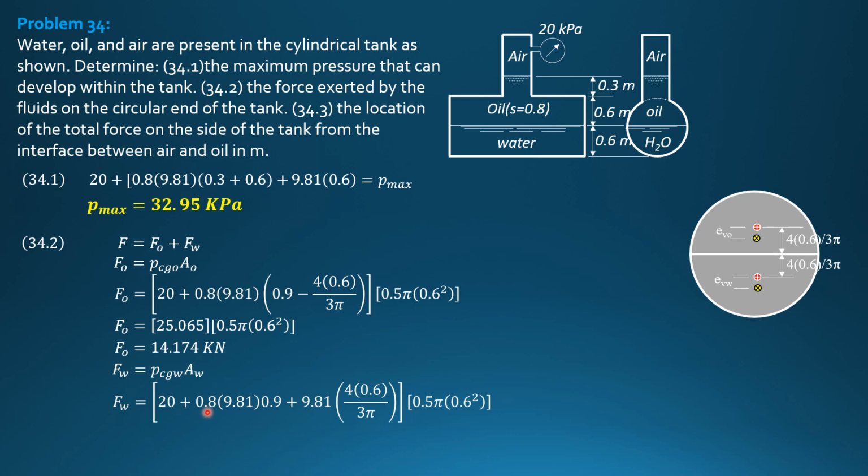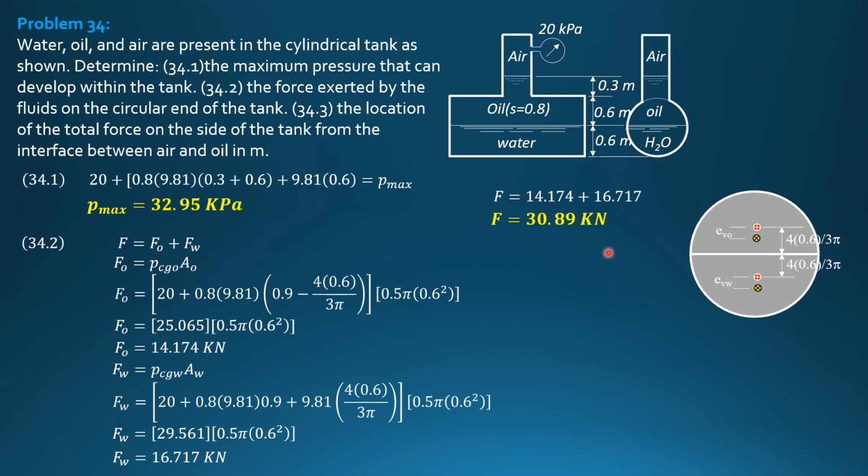So again, let's compute for the pressure at the centroid of water before computing the force. It is 29.561 kilopascals times area of the lower half, 0.5 pi 0.6 square. So it is 16.717 kilonewtons. Then F on the circular end is FO plus F of water. 14.174 FO plus 16.717 F water. So it is equal to 30.89 kilonewtons.